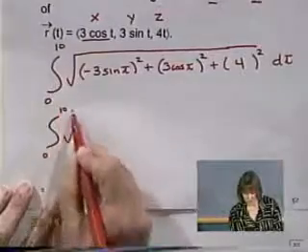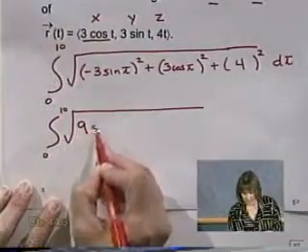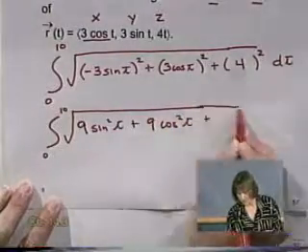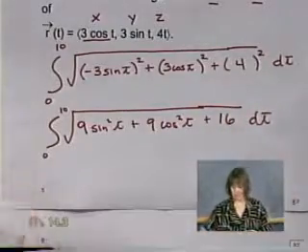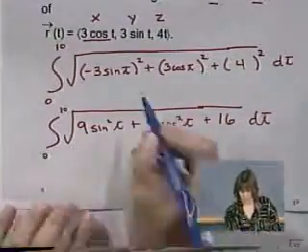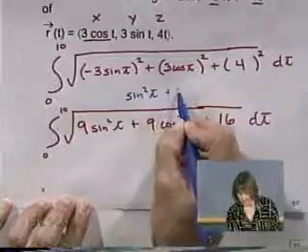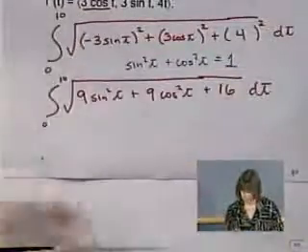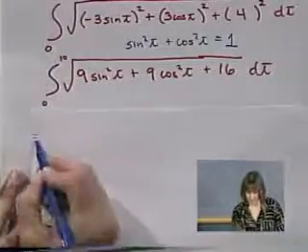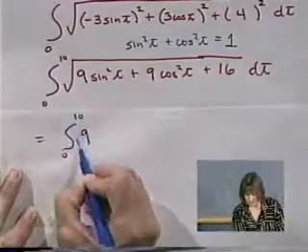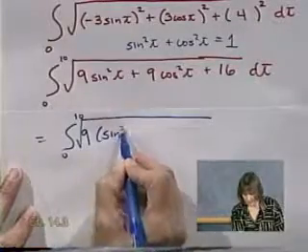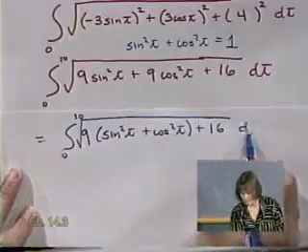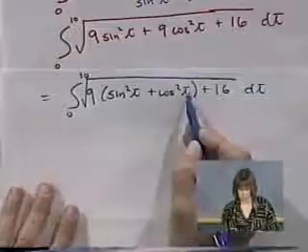So we can go 0 to 10 of the square root of, well, this is going to give me 9 sine squared t plus 9 cosine squared t plus 16 dt. And everybody that's in Calculus 3 should know that sine squared plus cosine squared adds up to what? 1. So here, I can go equals the integral from 0 to 10 of the square root of, if I factor out that 9, I get sine squared plus cosine squared. Okay, so in this case, sine squared plus cosine squared is 1.